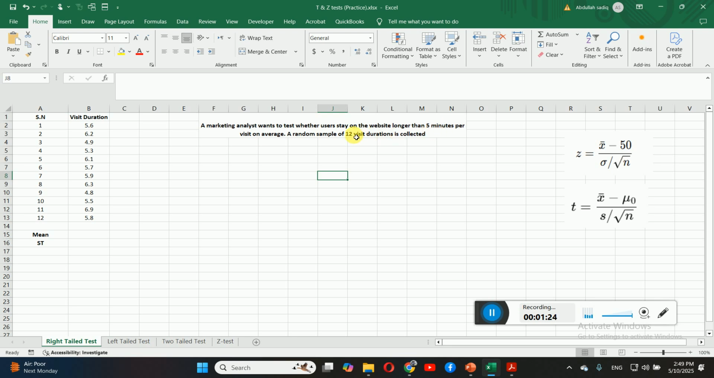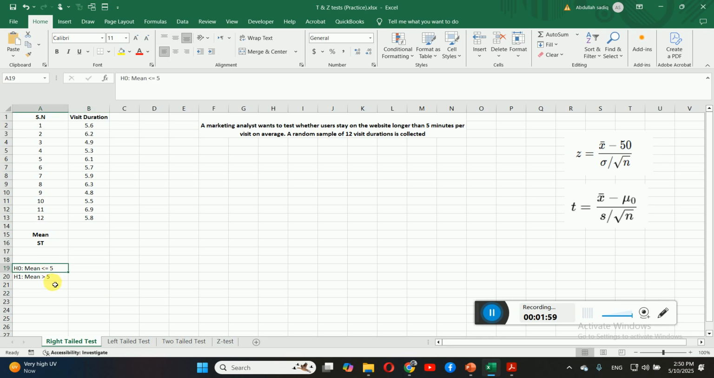So the 12 visit durations have been collected by the marketing analyst. You can see here the 12 customers or visitors, and this is the time of their visits. Now in hypothesis testing, first you should develop your hypotheses. We have two hypotheses. One is the null hypothesis, which is H naught. In this situation, the mean is less than or equal to 5. And what is our alternate hypothesis? The mean is greater than 5. Very simple, dear students.